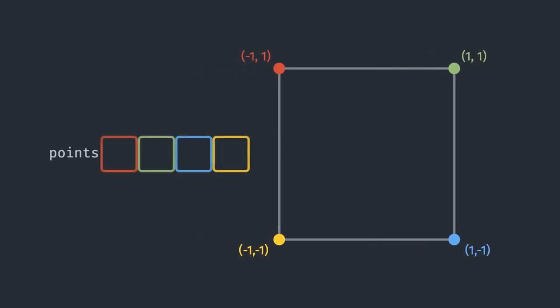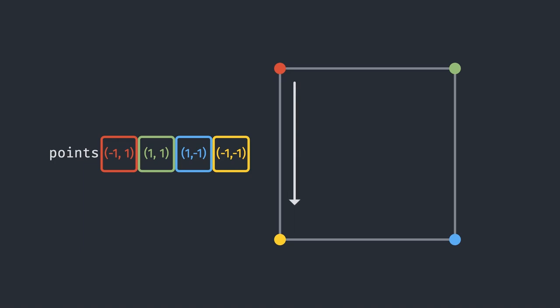First, we figure out where we want the points to be. So for our square, we can use the points negative 1, 1; 1, 1; 1, negative 1; and negative 1, negative 1. We'll then store the points in an array so that we can access them later. Inside the array, the points have to be in order, either going around the square clockwise or counterclockwise. We'll get to why order matters in a moment.